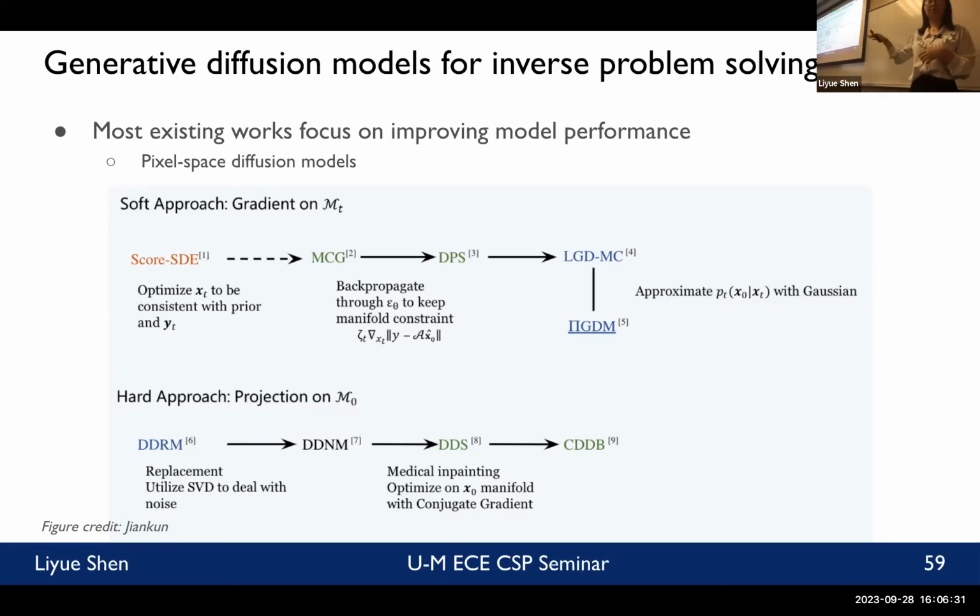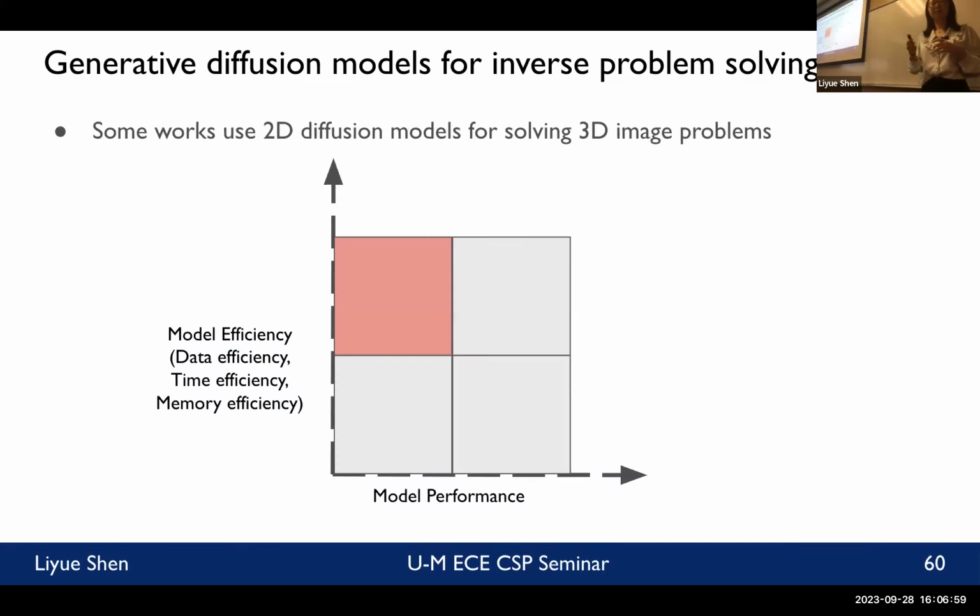And the other line of approach is what we call the hard approach, or hard data consistency. We strictly want the data consistency to be satisfied in the clean data that corresponds to our measurement y. For this, you can do a projection on the manifold of the clean data, or you can do optimization on this manifold. This is one line of research trying to do hard data consistency.